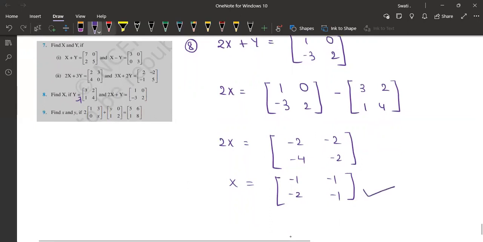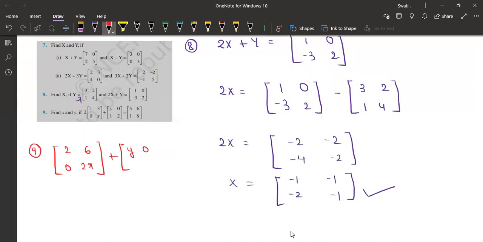Now let's move directly to question number 9. So in question number 9, we need to find the value of x and y if this is given. This is very simple, trust me. Let's simplify this. 2 times 1 is 2, 2 times 3 is 6. Remember, write down the question first and then start with the solution. 2 times 1 is 2, 2 times 3 is 6, 2 times 0 is 0, 2 times x is 2x. Plus, this is as it is, y 0, 1, 2. And this as it is, that is 5, 6, 1, 8.